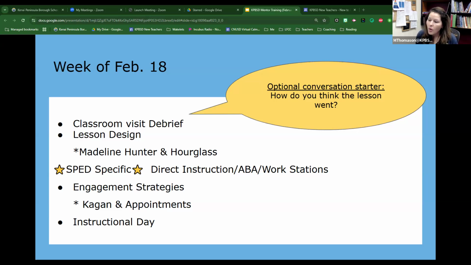And also, I wanted to include some information on engagement strategies this week, as well as the instructional day. Your mentee may or may not know that they have an instructional day every single year. So this might be a good week to remind them or let them know about it, so that they can strategically plan their instructional day before they lose it at the end of the year.